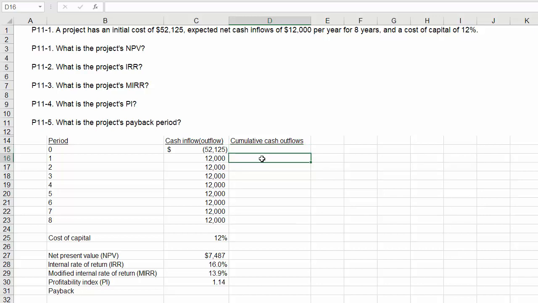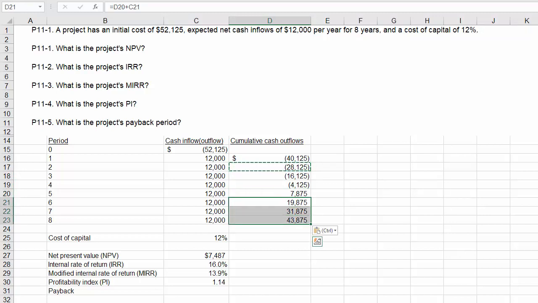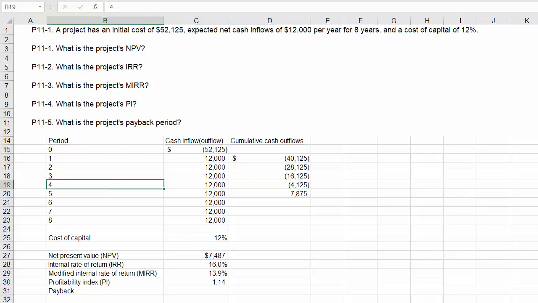So if we go with cumulative cash flows, we know that we start off with negative 52,125, and we get a positive number. So at the end of 1 year, we're in the hole 40,125. Now, if we take the negative plus the positive, we can just run this number forward. Now, we don't need dollar signs, so I'm going to copy this down. And you keep going until you're positive. You don't need to compute it going forward. Now, what we can see here is at the end of 4 years, we go positive. So somewhere between year 4 and 5, we go positive.